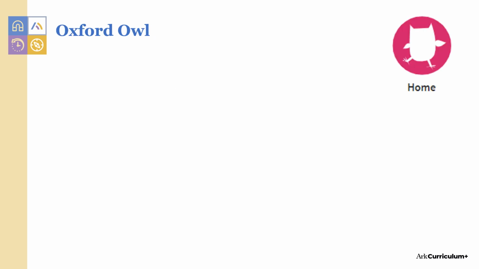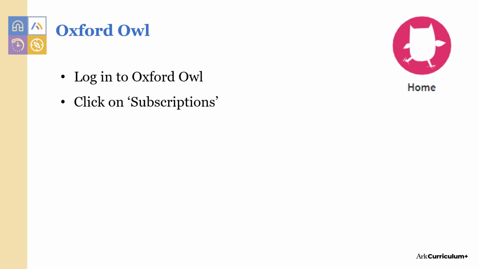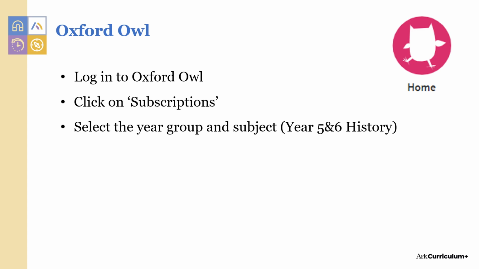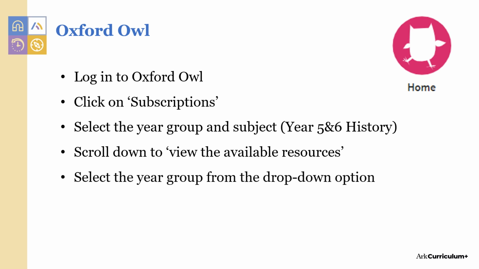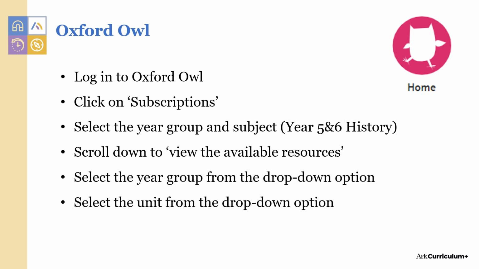To access the resources, you will need to log into Oxford OWL, click on subscriptions, select the year group and subject you want, in this case year 5 and 6 history, scroll down to view the available resources, select the year group from the drop-down option, select the unit from the drop-down option, and download the resources for each lesson.